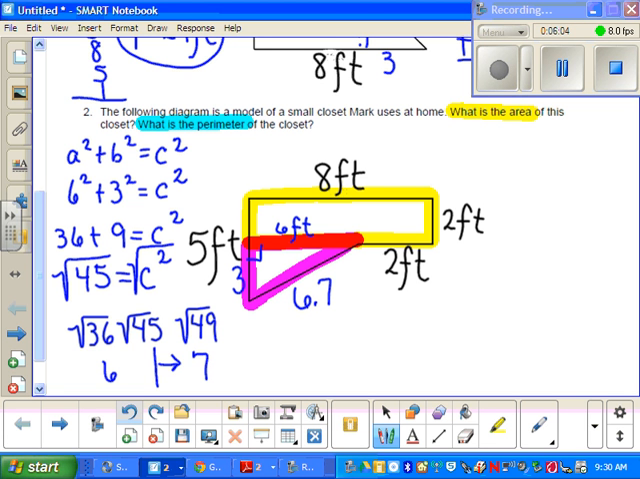All right, now I have the length of all my sides, so I know I can find my perimeter of the whole shape. I just like to do perimeter first because it's easier. So I can do 5 plus my 6.7 plus my 2 plus my 2 plus my 8, and then I can add those up.